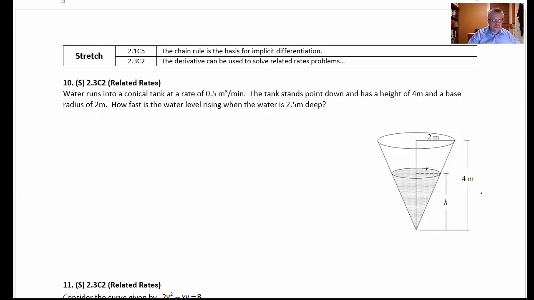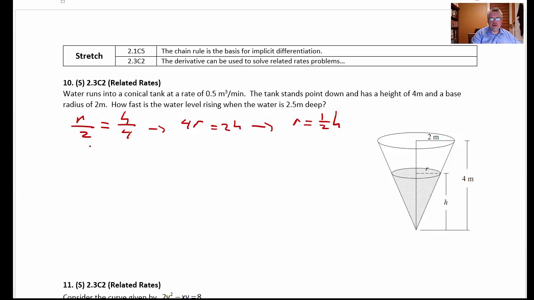Okay, here we are, the final 2 problems. We have the old cone problem. We're going to start by finding a relationship between H and R. We're going to use the similar triangles here. So remember, R over 2 equals H divided by the total height, H over 4. If we cross multiply, we get 4R equals 2H. Or if we divide by 4, we get R is 2/4 H or 1/2 H.